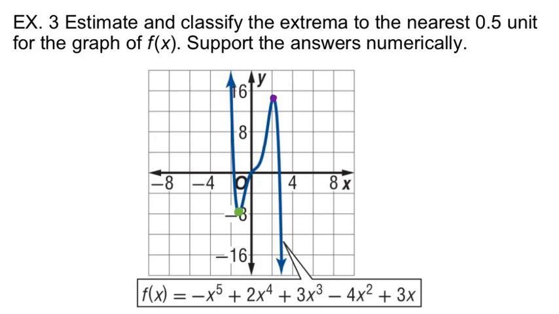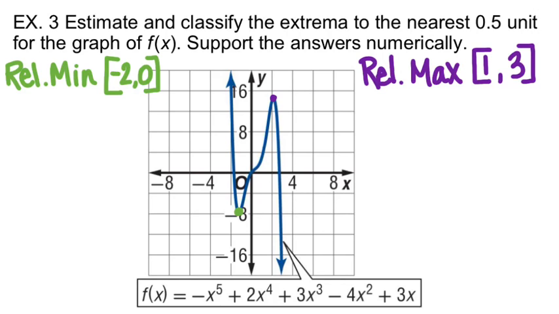Notice on this graph that the x-axis goes by 2's. I feel like there is a minimum somewhere in between -2 and 0. I may not know exactly where that value is on the x-axis, but I think it's somewhere in between -2 and 0. And then I feel like that purple point is a relative maximum somewhere in between 1 and 3. I could even say between 0 and 4 if I wanted to, but I want to try to narrow it down as much as possible. So these are both relative minimums and maximums.